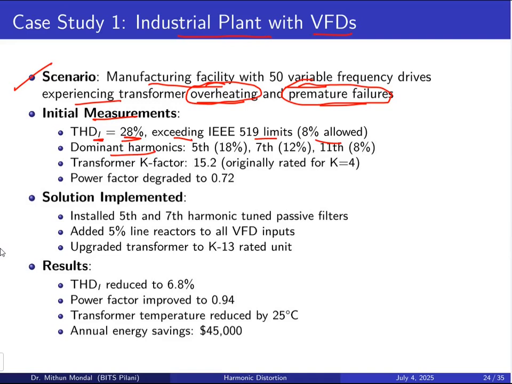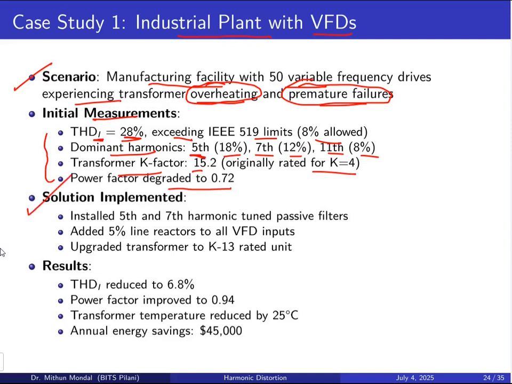So the dominant harmonic is basically the fifth one, which is comprising 18%, the 7th harmonic 12%, and the 11th harmonic is 8% of the fundamental frequency. Transformer K factor is determined to be 15.2, originally rated for K equal to 4, and power factor is degraded to 0.72. So this is basically the initial measurement.